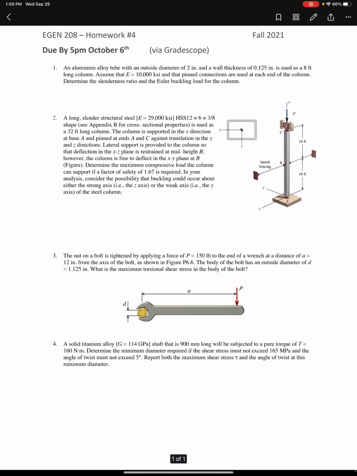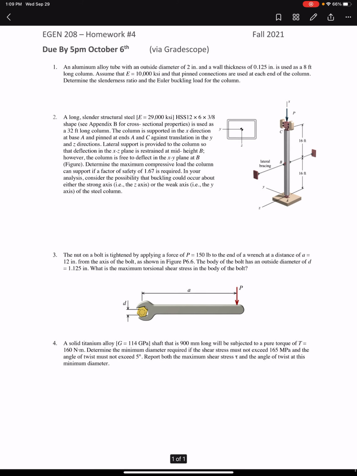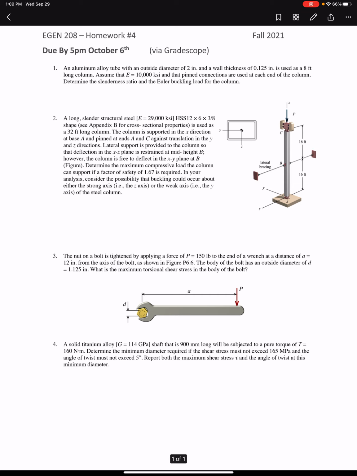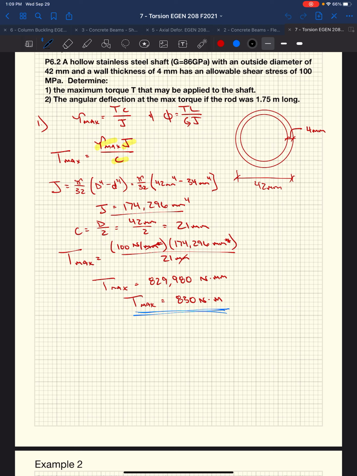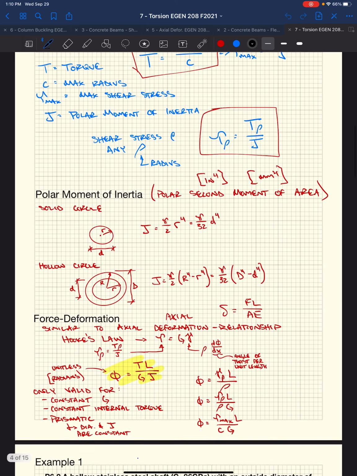So now I posted this guy here. Okay. We have columns and we have torsion. Okay. And we'll have a quiz next Friday or end of next week over that material. Okay. All right. We're going to continue with our example problem.